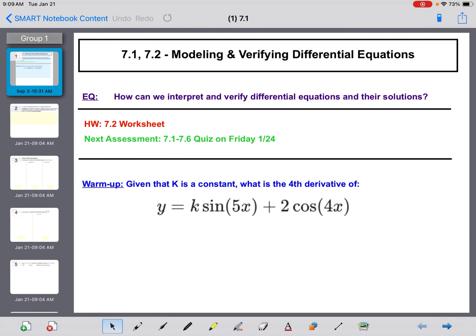Hey everybody, in this video we're going to go through modeling and verifying differential equations, which is sections 7.1 and 7.2. Our essential question is how can we interpret and verify differential equations and their solutions. So on your guided notes, take a second and pause the video. I want you to try this warm up. Given that k is a constant, what is the fourth derivative of y?